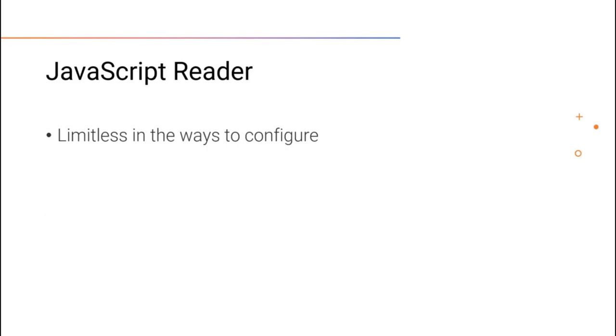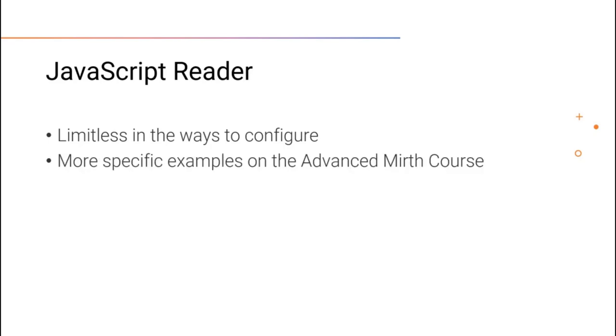This connector is limitless in the ways you can configure it, since you have the ability to write whatever code you want to execute. So I'm going to highlight some of the basic examples and functions and how to return messages, but I will cover specific ways to use this connector in my Mirth Connect Advanced course. After this lesson, you'll have a clear understanding of how you can use the principles of the JavaScript Reader and return multiple different types of messages. Now let's get into it.